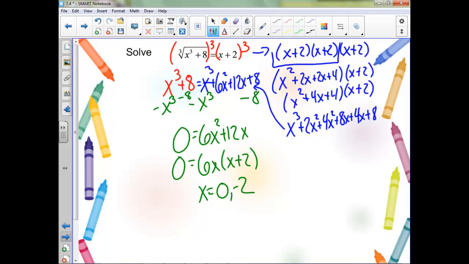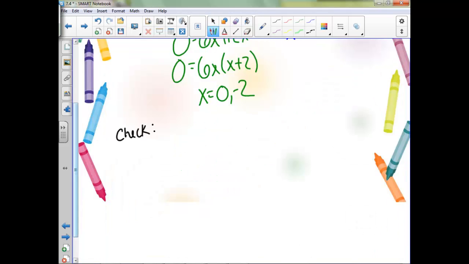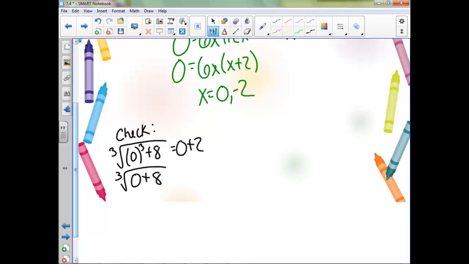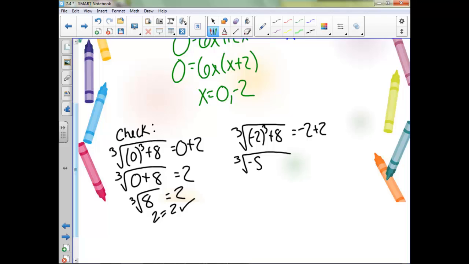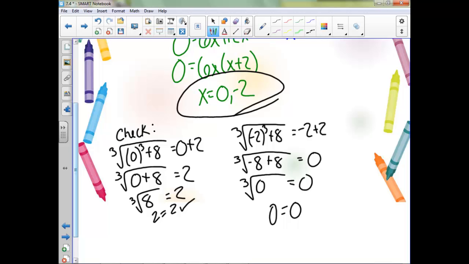And now we have to check both of them. So checking that 0 first. Zero cubed is 0. Checking the second one. So both of these are solutions.